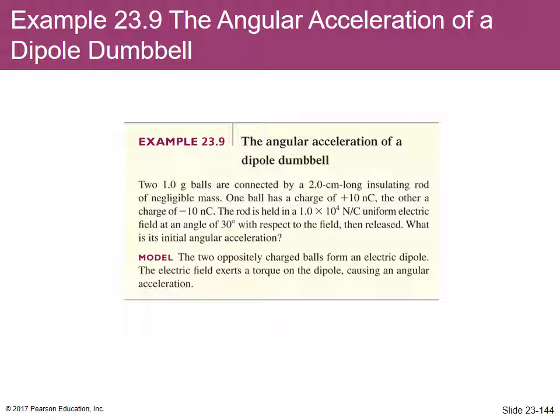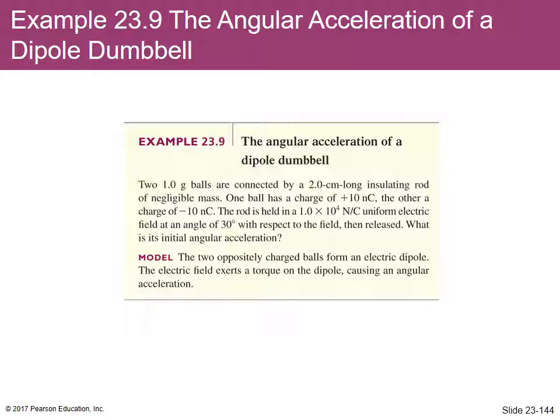Two 1-gram balls are connected by a 2-centimeter-long insulating rod of negligible mass. One ball has a charge of plus 10 nanocoulombs, the other a charge of minus 10 nanocoulombs. The rod is held in a 1 times 10 to the 4 newton per coulomb uniform electric field at an angle of 30 degrees with respect to the field, then released. What is the initial angular acceleration?